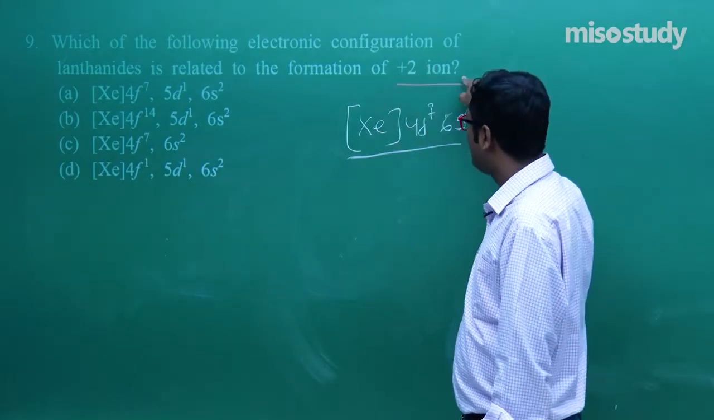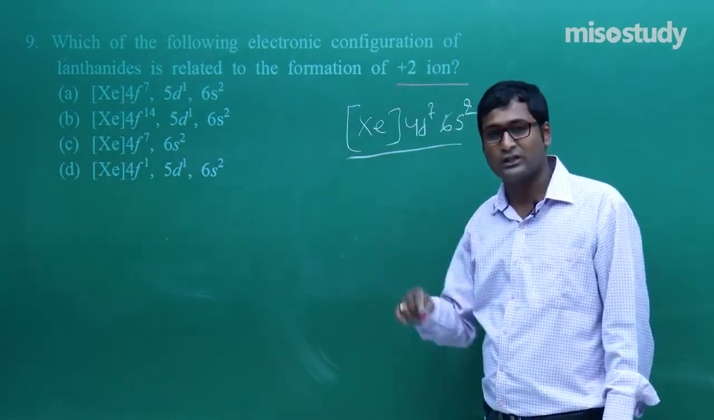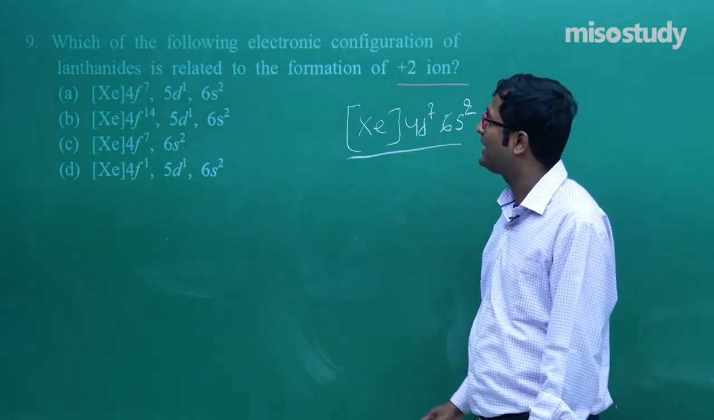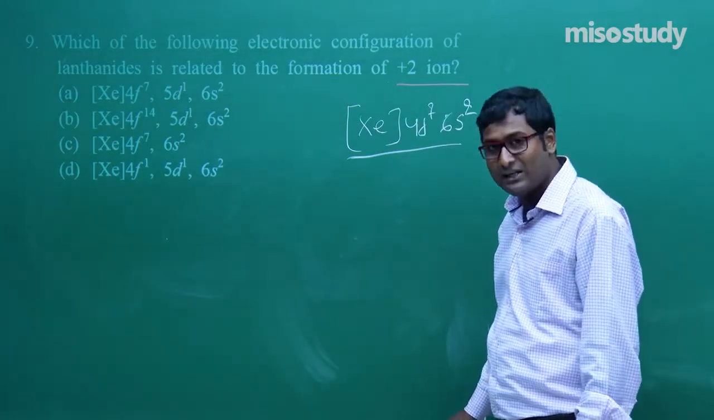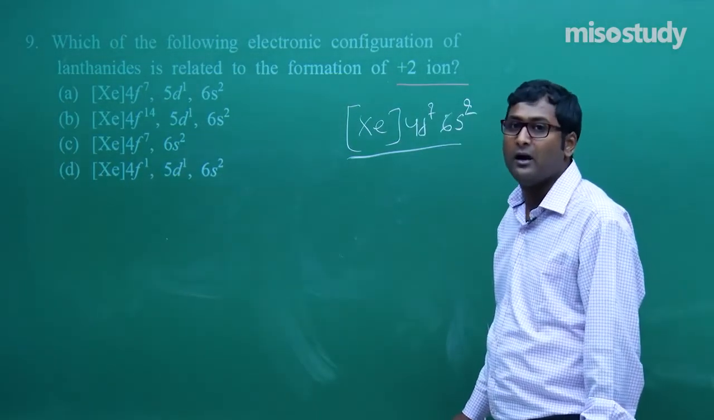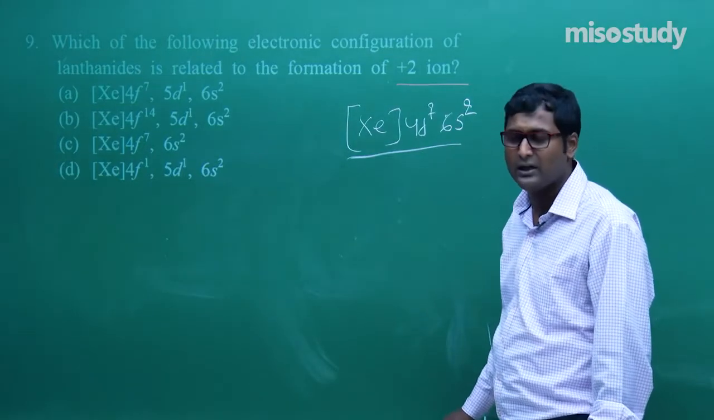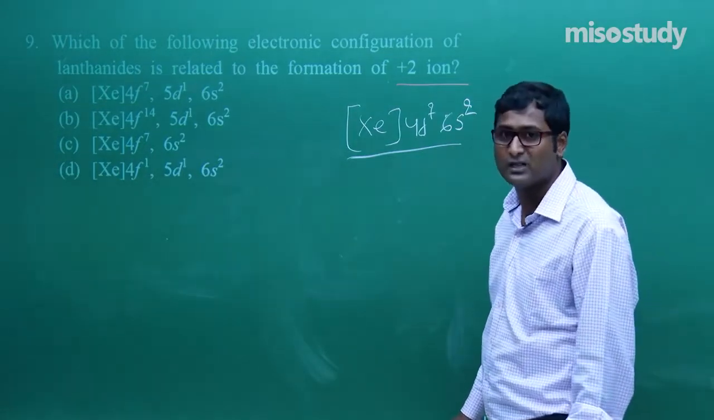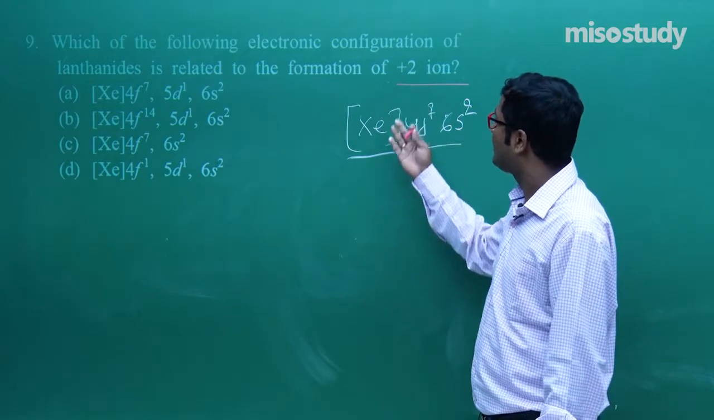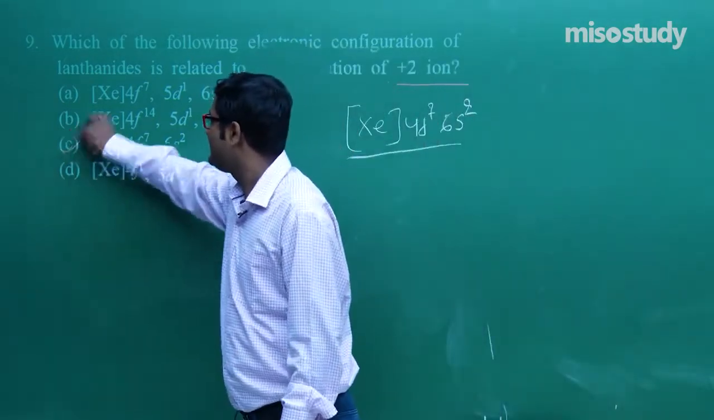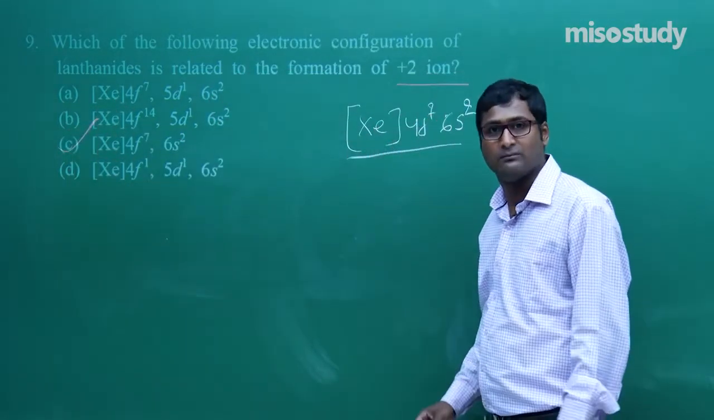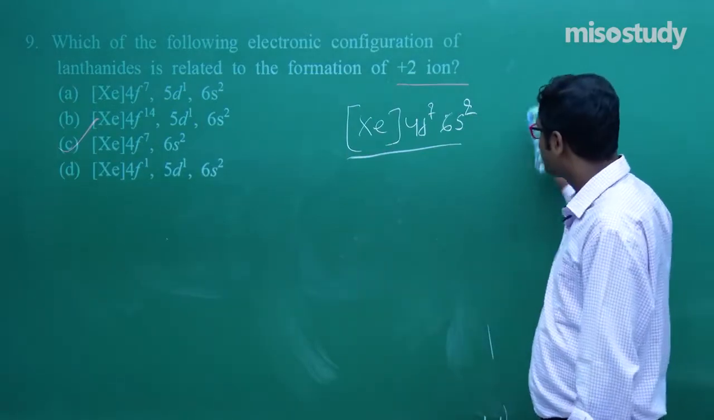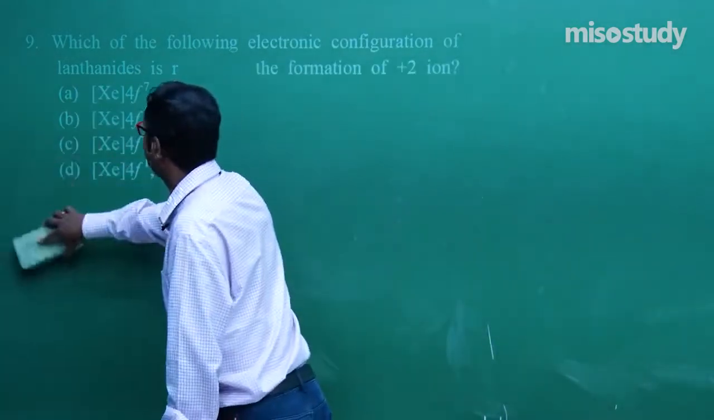Lanthanide +2 ion, that is the +2 oxidation state. Generally in case of lanthanides, the general oxidation state is +3, sometimes +2, and in extreme cases there may be +4 oxidation state. But for the +2 oxidation state, C is the correct option. Clear? Now I'm going to rub this part and we'll discuss the next one.